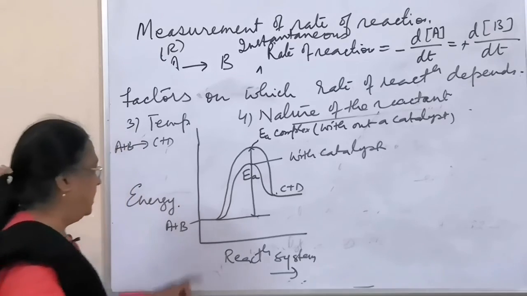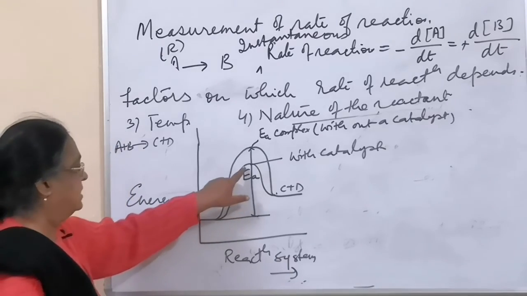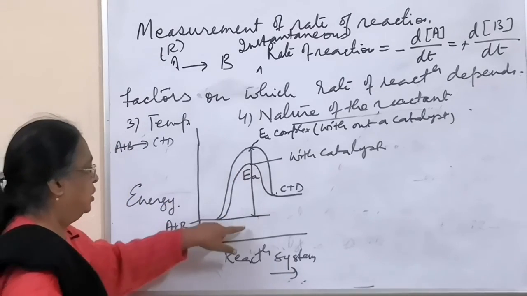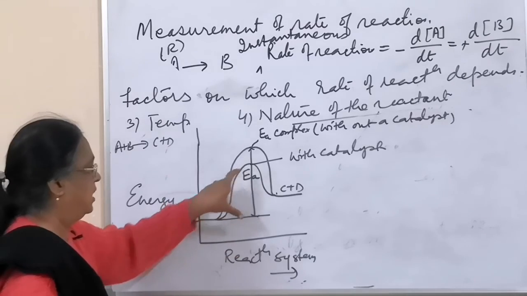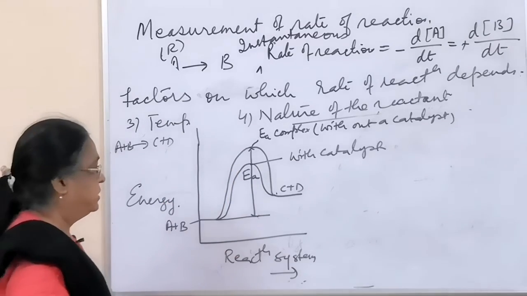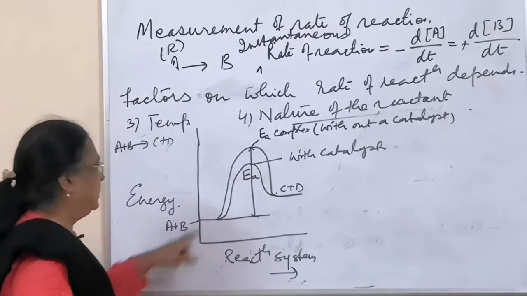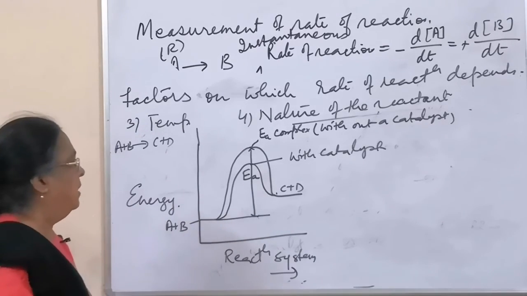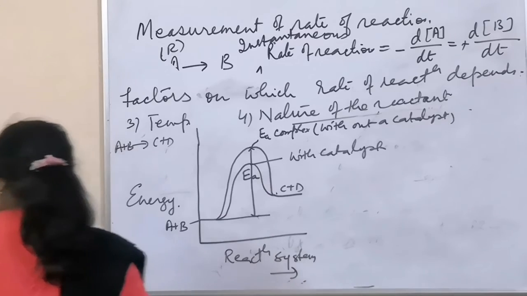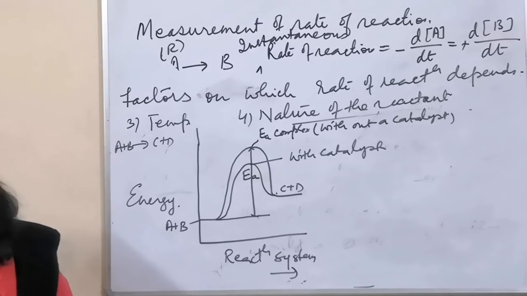So the time taken by the reactants will be less when a catalyst is used, and the activation energy will be reduced, and so in lesser time the reactants will be converted into the product. Therefore, catalysts affect the rate of the reaction.